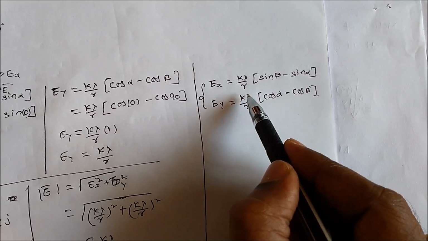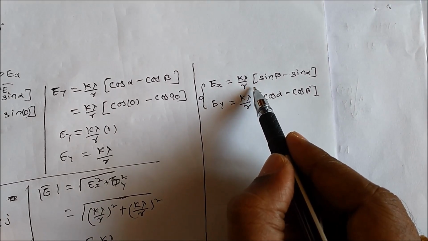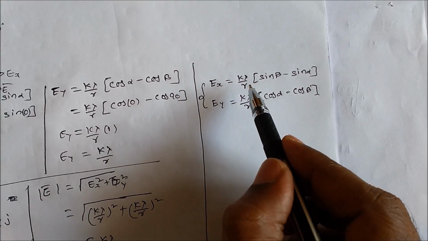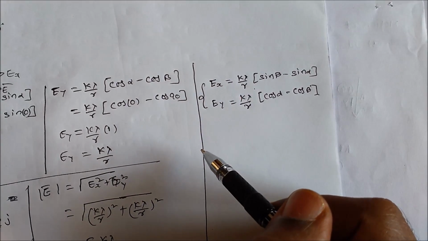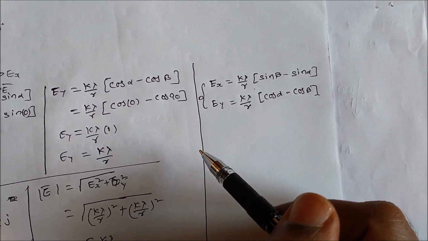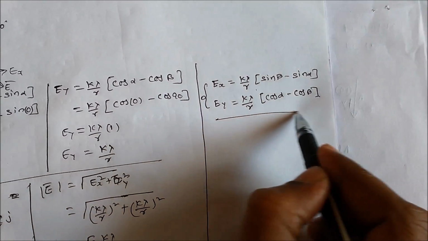But while using these formulas, you should follow the sign convention. If the angle is below the reference line, take it as negative. If the angle is above the reference line, take it as positive. Then you can get the answers.